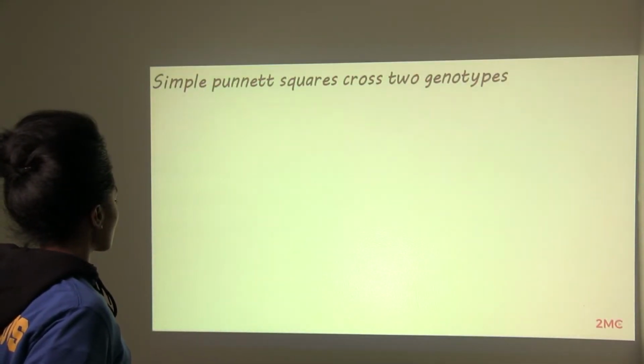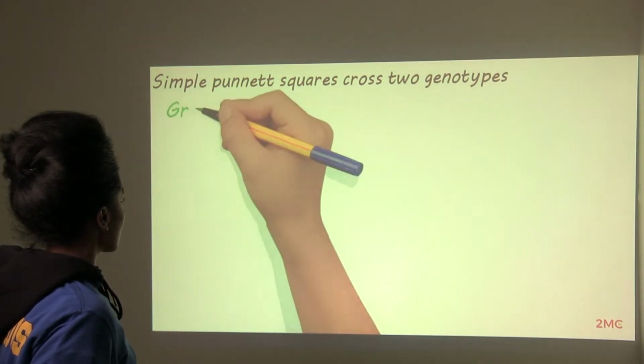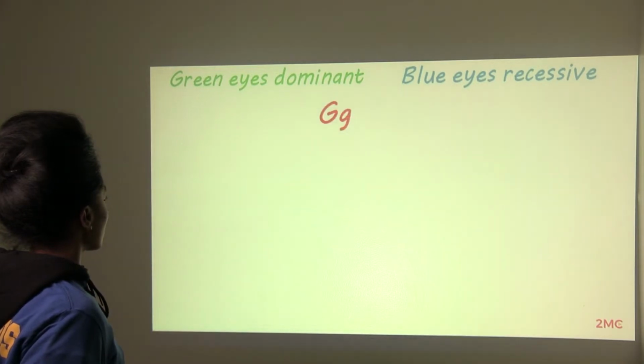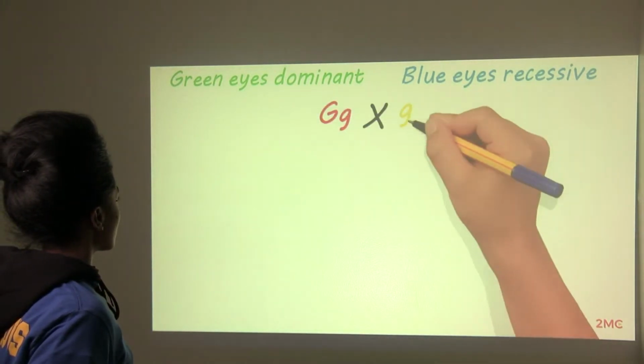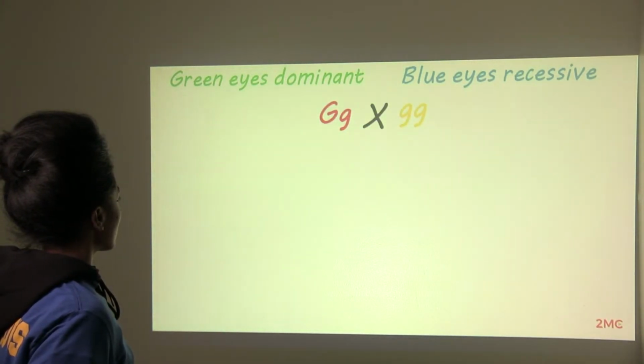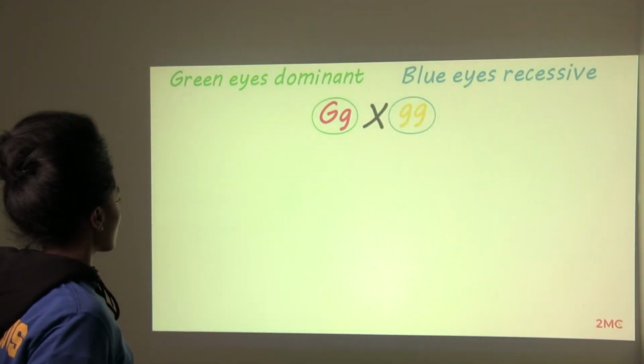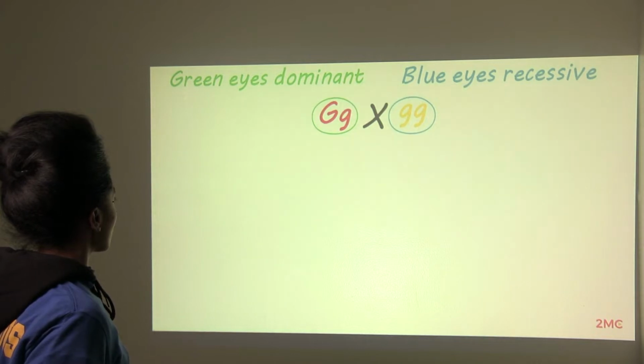Let's look at an example of a genetic cross for eye color. Green eyes being dominant and blue eyes being recessive. And we'll use big G for the maternal genotype and little g for the paternal. So this is our cross. The mother has green eyes and the father has blue eyes. And we want to see the probability that their offspring will have either green or blue eyes.